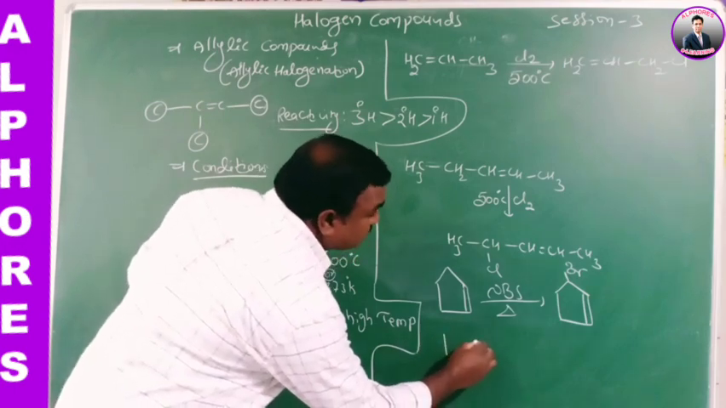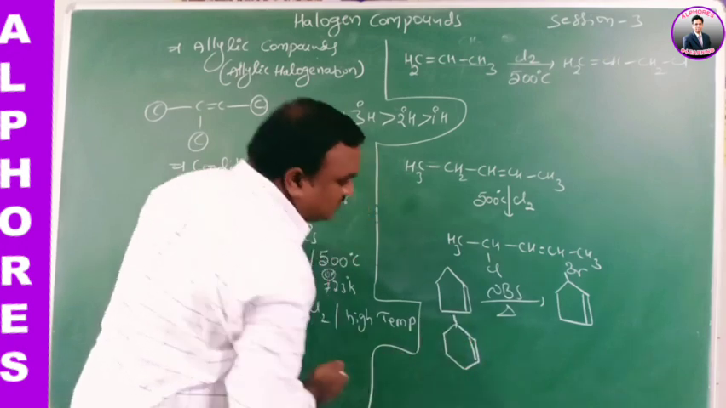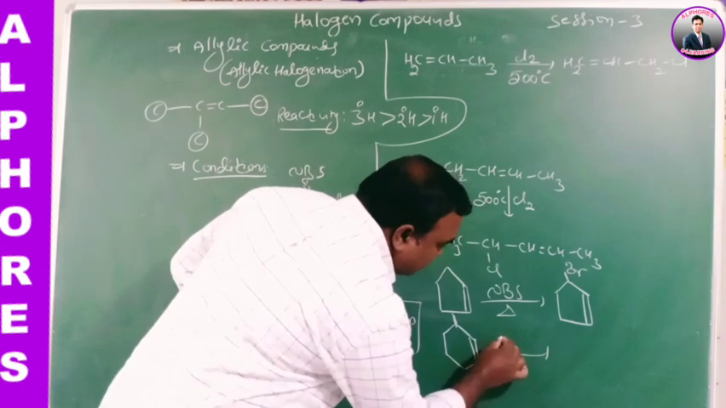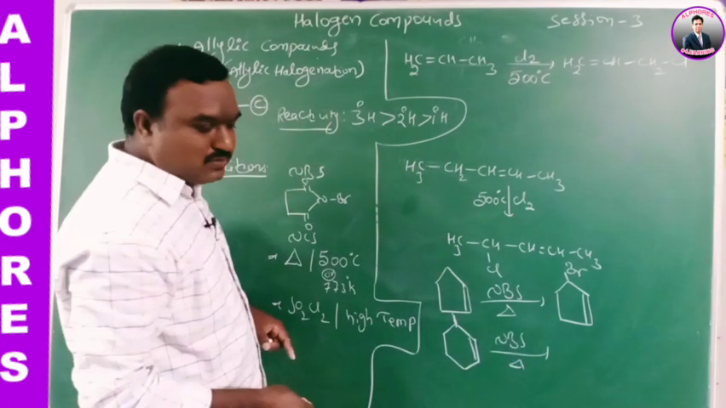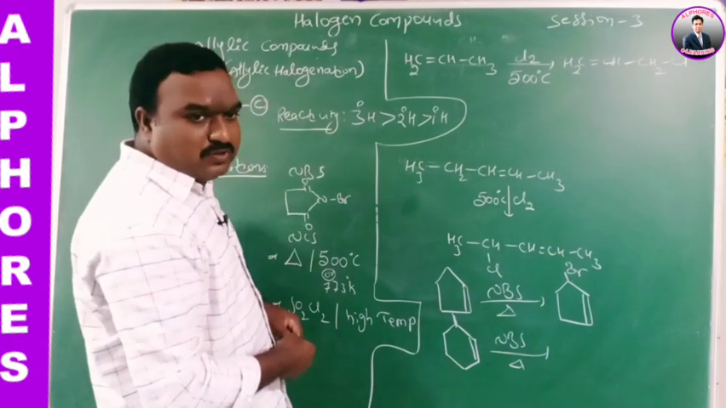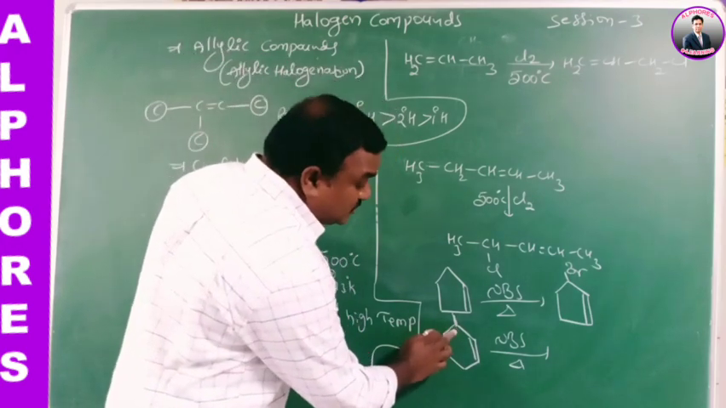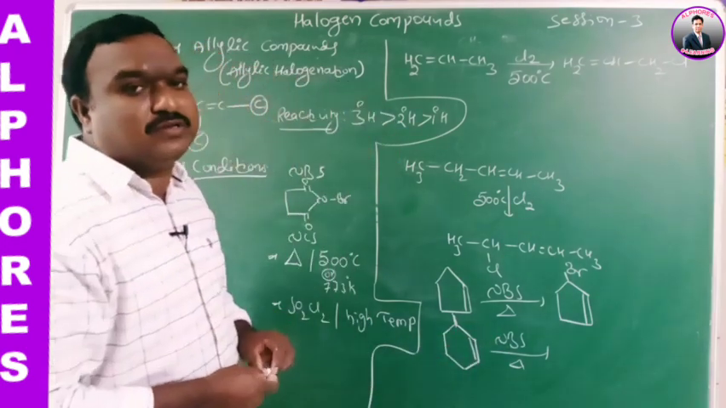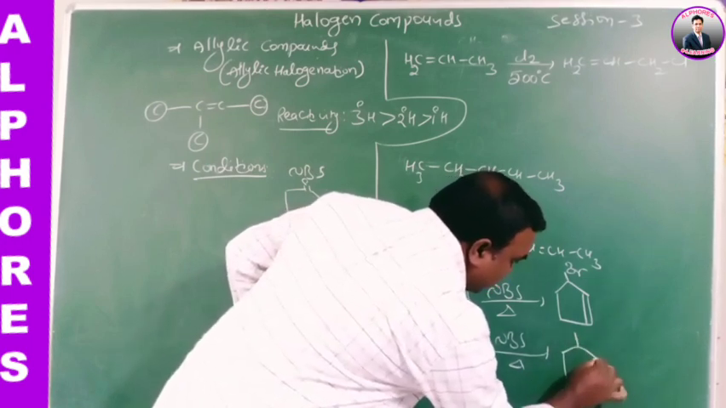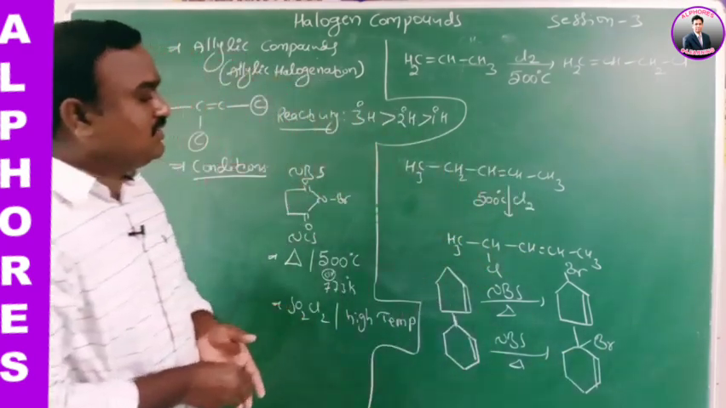For example here, 3-methylcyclohexene is given with N-bromosuccinimide. The number of allylic carbons is 2 here. This one is tertiary, this one is secondary. Which is more reactive? Tertiary is more reactive when compared to secondary. So the tertiary hydrogen is replaced by the incoming bromine. That means the tertiary hydrogen undergoes allylic halogenation, so the bromine is here only. The H is replaced by bromine.